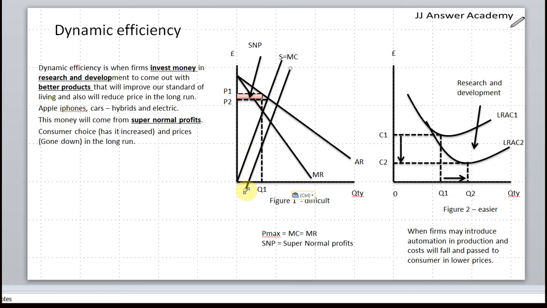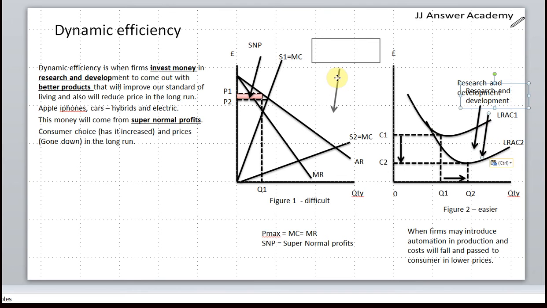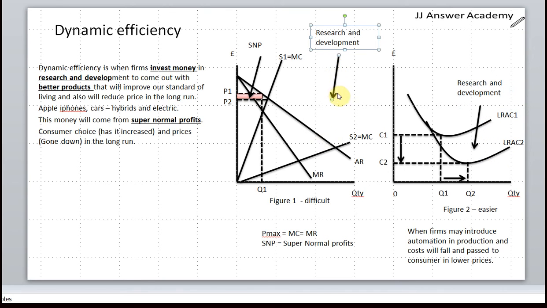Now this marginal cost curve, the cost of producing an additional unit, will shift to the right because of research and development, because the firm is spending money to bring out new products, or investing in production, automating the plant. Then this is going to move to the right. So let me label that as S1, that as S2. So I can say now this move has happened because of research and development.